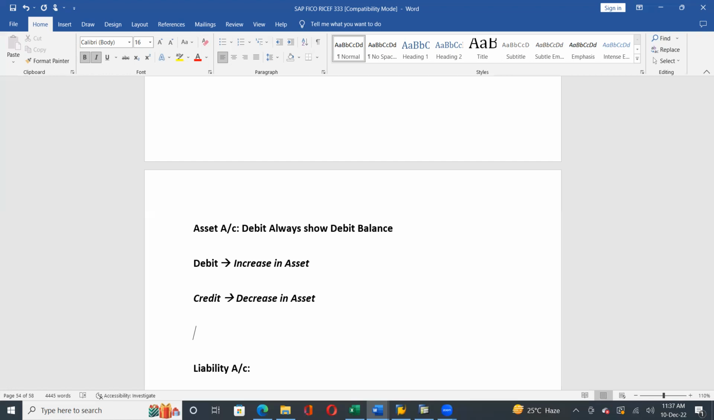Why will I purchase a table? For business use, to resell it. What is my main business? Furniture business. What will I do with the furniture I buy? Afterwards, I will resell it. For me, is it an asset or a good?